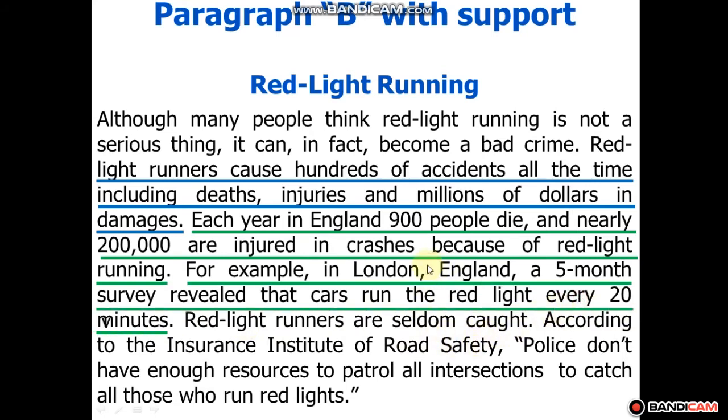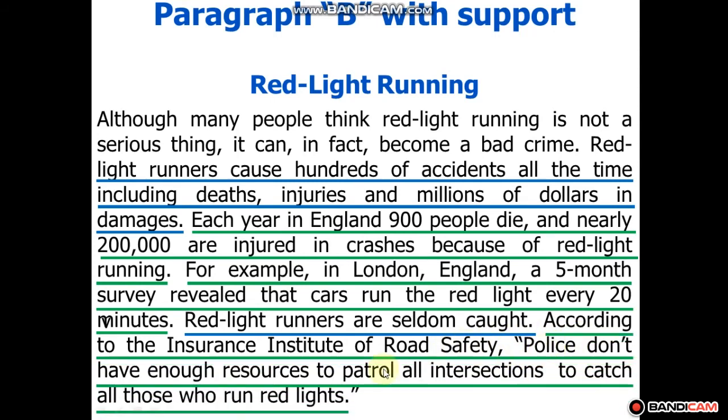Okay, now let's move. While this is what was missing in the previous example. And another point, another supporting point to explain the topic sentence, red light runners are seldom caught. They often flee. Okay, and now let's explain it. According to the Insurance Institute of Road Safety, now this is a direct quotation of the police official. Police don't have enough resources to patrol all intersections to catch all those who run red lights.